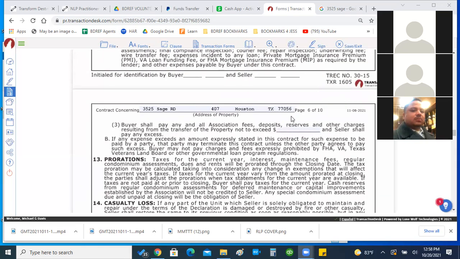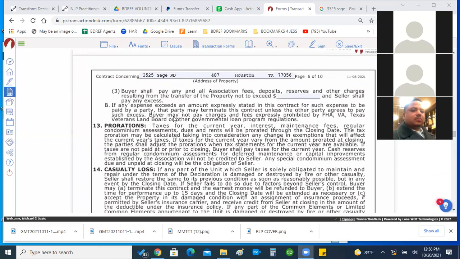Now, I mentioned earlier that we don't need an HOA addendum, a property for mandatory HOA. The reason we don't need that form is because that HOA information has been embedded into the condominium contract. So this shows one of the spaces where they've taken that information from the addendum for mandatory membership in a homeowners association.